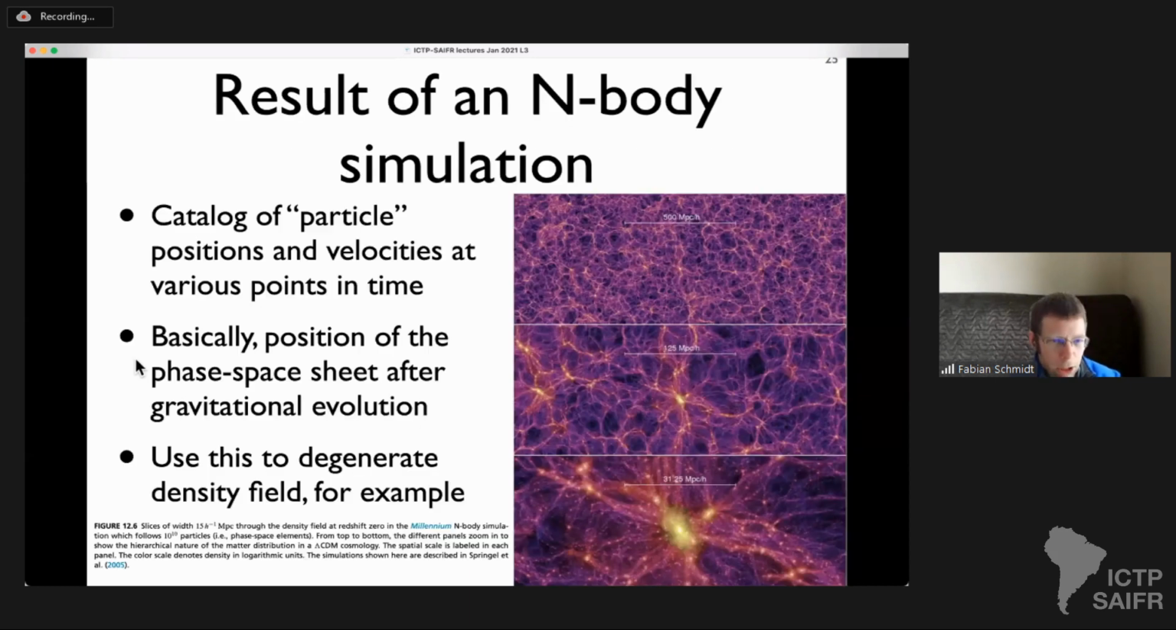Good. So now finally, let's look at the results of this n-body simulation, right? So in the end, what we get is a catalog of these particle positions and velocities at various points in time, right? We can have the code give us an output of the particle positions and velocities anytime we want. And really, again, we're following this phase space sheet, so we're really having the position of the phase space sheet after gravitational evolution. And apart from the resolution limits I described, that's really pretty much accurate, right? So they really simulate a collisionless Boltzmann equation accurately if the initial conditions are cold, right?